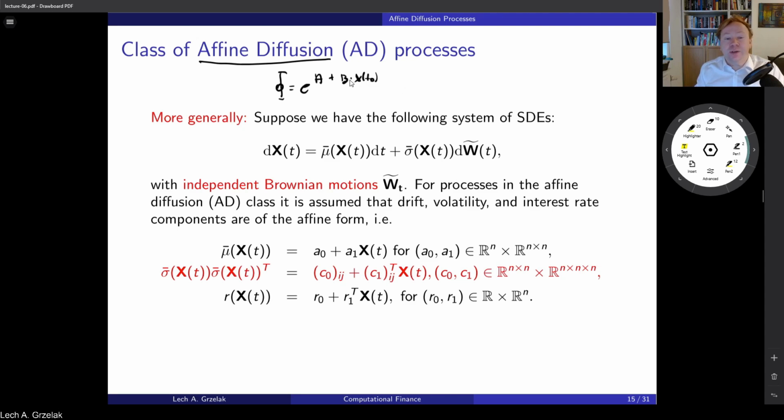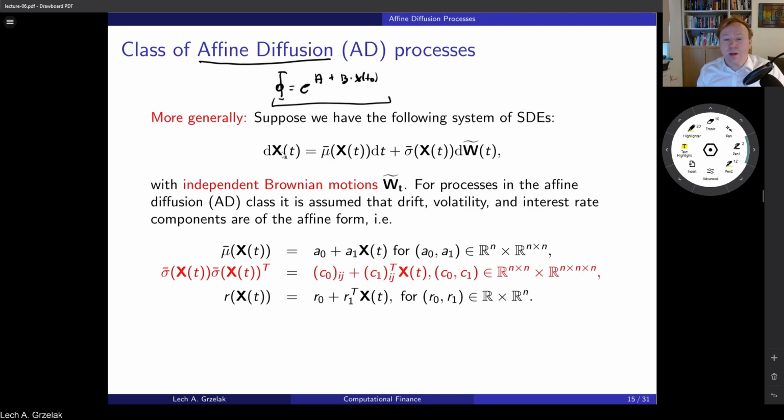In higher dimensions, it will be b1, x1, b2, x2, and so on. So it's always a generic form. But of course, we need to specify the conditions for which this is exactly the form of the characteristic function. So let us follow the work of Duffie and Singleton and give all those conditions.